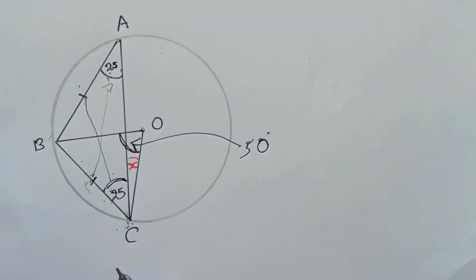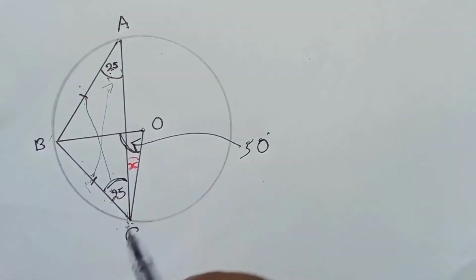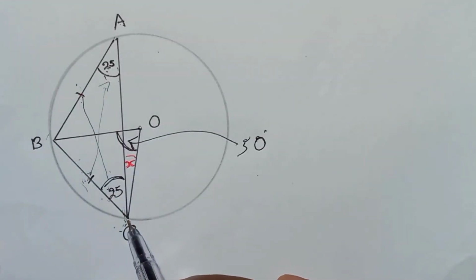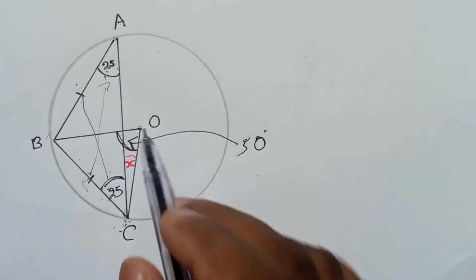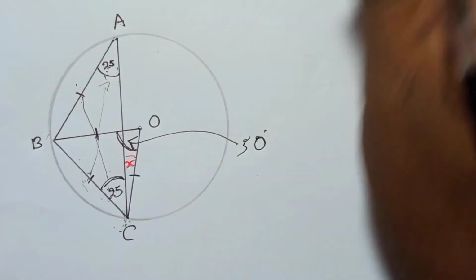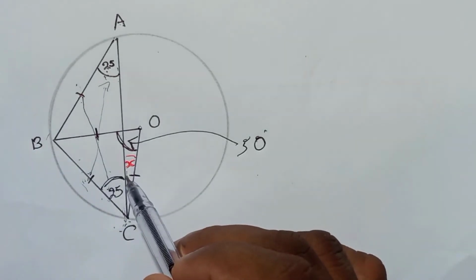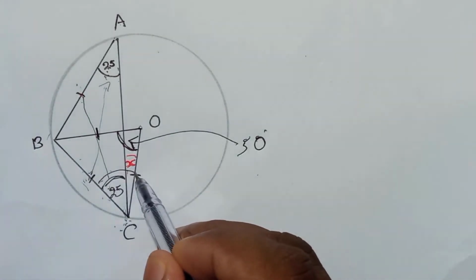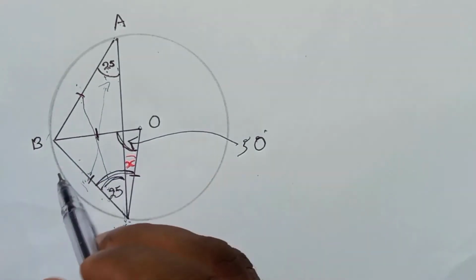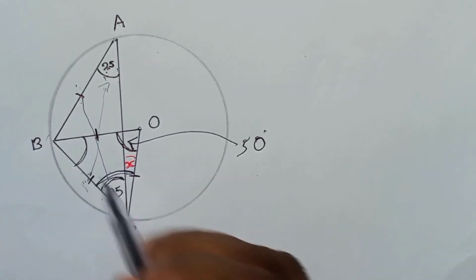Now, if this is 50, try to understand, BOC must also be an isosceles triangle. Why? This O is the center, so BO equals OC. That means this is an isosceles triangle again. So the angle OBC must equal the angle OCB, these two angles must be equal.